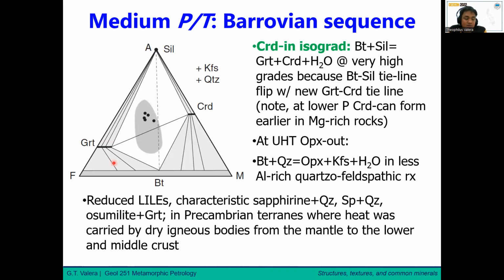In general, yung result nito ay rocks na may reduced large ion lithophile elements, characteristic mineralogy of sapphirine plus quartz and or spinel plus quartz or osumilite and garnet. So this is very common in Precambrian terrains where heat was carried by dry igneous bodies from the mantle to the lower and middle crust. For example, yung mga UHT rocks na alam ko ay nasa Antarctica, inaro yung sensei ko. Kasi nga, the geothermal gradients back then were significantly higher, way higher.